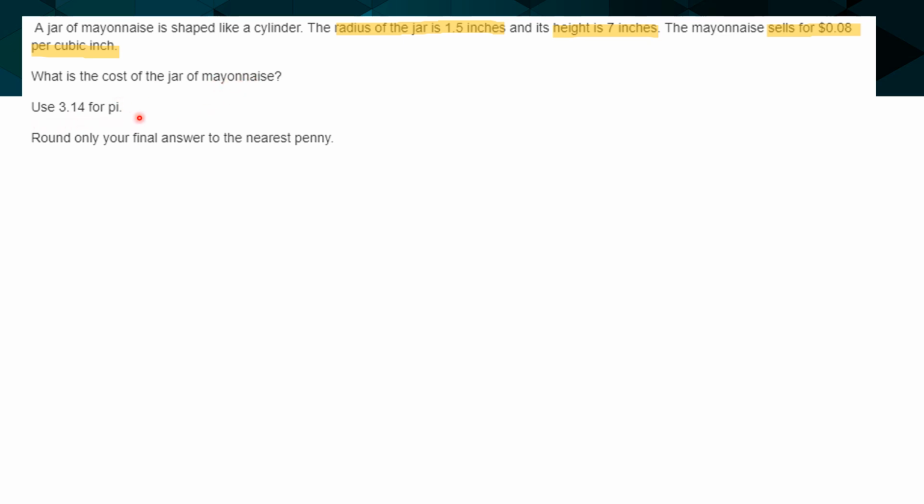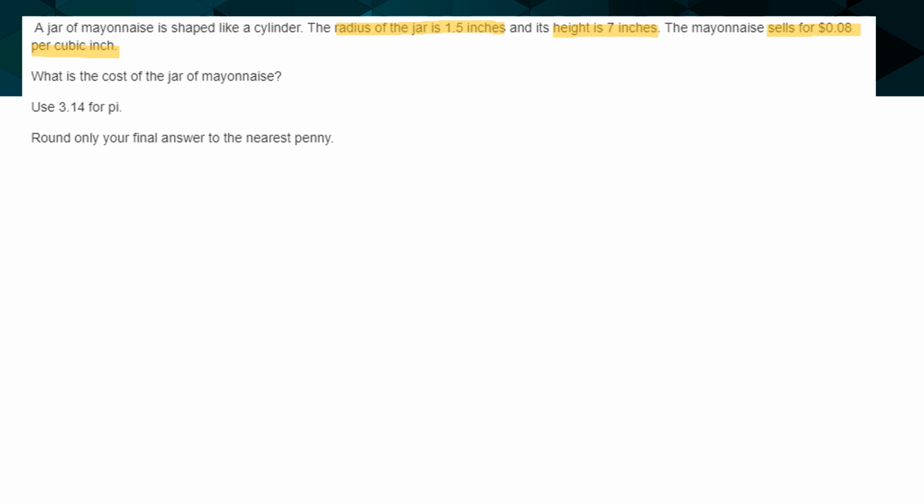It also tells us to use 3.14 for pi. So this is going to be the approximate volume. And round only your final answer to the nearest penny. So we're not going to round anything else to the nearest penny, only that last final answer we get. All right, so let's dive right into this.